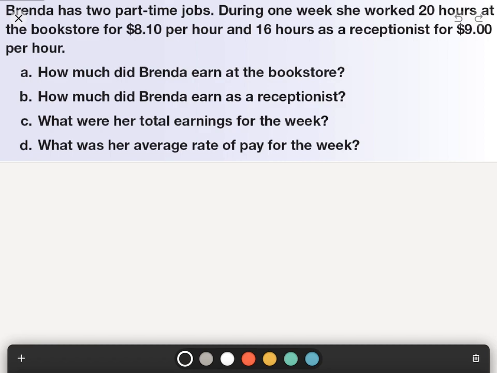What's a receptionist? Oh, it's like someone who answers the phone and is at the desk if someone walks into the door and says, "Hi, I'm here for business purposes," and the receptionist says, "Oh, do you have an appointment?"